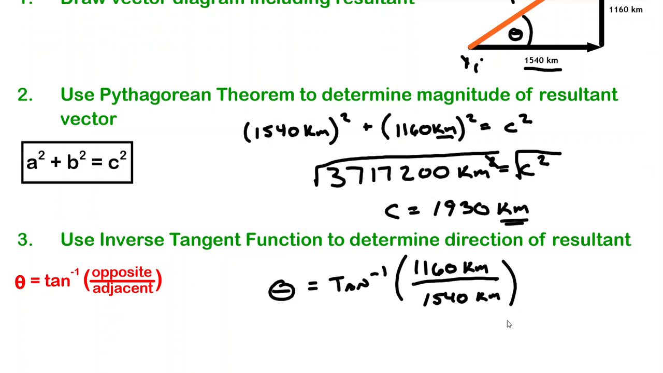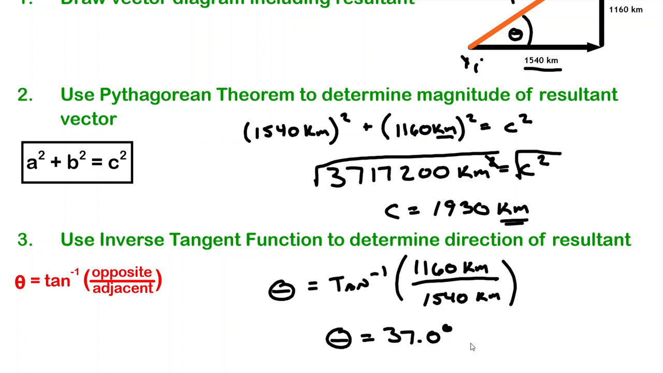So if I take that in my calculator, I do the parentheses first. 1,160 divided by 1,540 gives me about 0.753. And then I need to take the inverse tangent of this. Again, double check that your calculator is in degrees, because we're working in degrees, not radians here. So when I do that, I get an angle of 36.988. So we're going to call that 37 degrees.